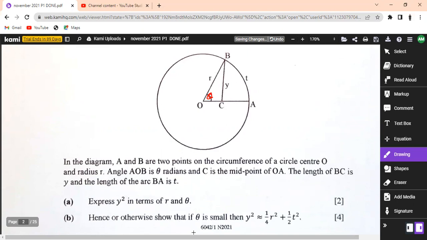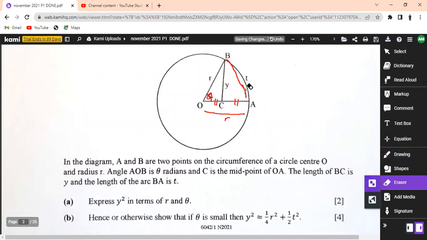Which means we've got equal distance here from O to C, and from C to A. And what else are we also given? We're given that R is the radius of the circle, and as you can see, from O to B and O to A, this is also the radius of the circle, which is also R. And we are also given the length of BC. The length of BC is y, this length here. And the length of arc BA is t. The length of the arc BA, that is this from B to A, is the arc that you're given.